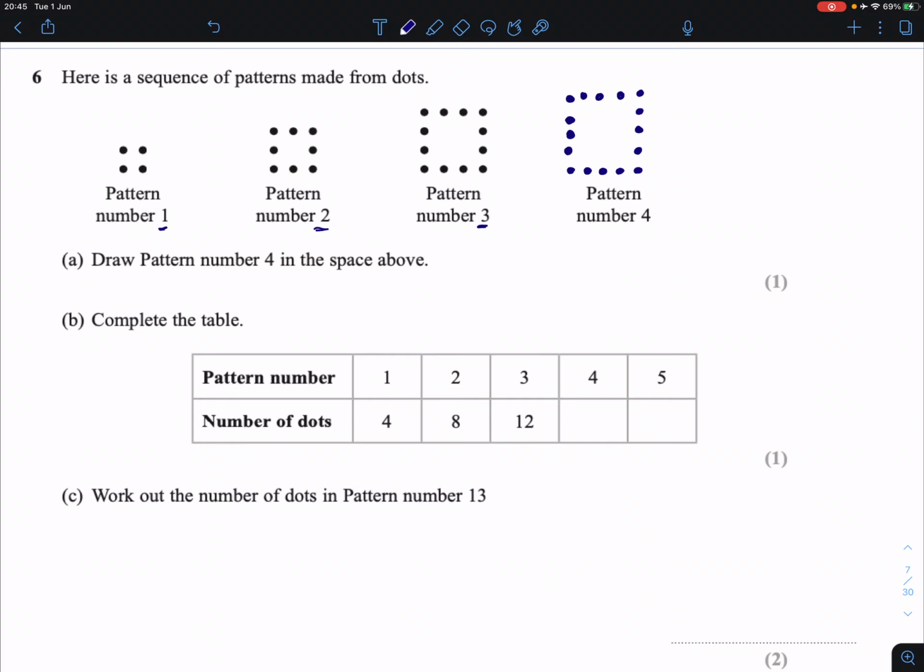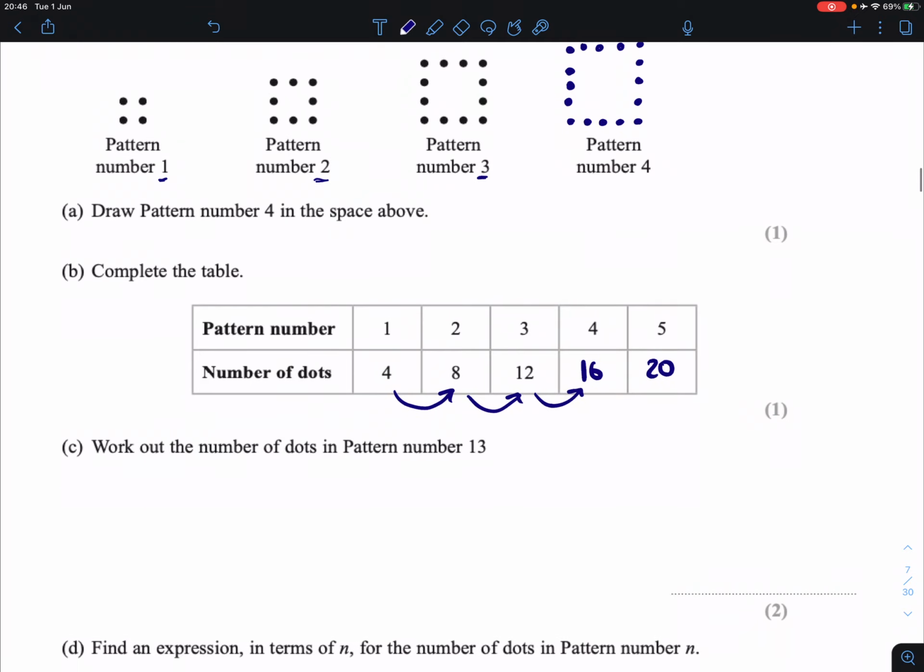Part B, complete the table. We have the pattern number and the number of dots that are in it. Pattern number 4 is this one here. We have 5 along the top, 5 along the bottom, and then 3 on each side, giving us a grand total of 16 dots. We could also have just followed the pattern that exists here. These are going up in 4s, and so it will continue to do so. So rather than draw the 5th pattern, I know that we're going to have 20, like so.